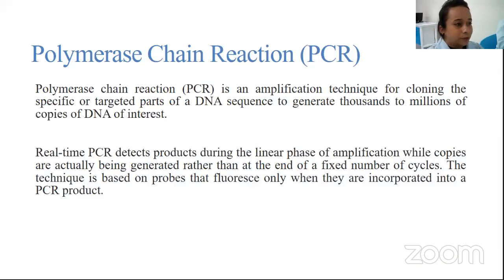So first, what is polymerase chain reaction? Polymerase chain reaction is an amplification technique for cloning specific or targeted parts of a DNA sequence to generate thousands to millions of copies of DNA of interest. There is another extension to PCR, that is the real-time PCR, which detects the products during the linear phase of amplification. The amplified copies are detected at the time of generation rather than at the end of the cycle, when the cycle is completed. This technique is based on probes that fluoresce only when they are incorporated into the PCR product.